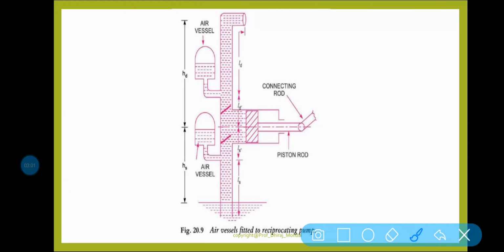What is the main function of the air vessel, and why are we using it? This air vessel is fitted in the suction and delivery pipe, as you can see in this picture. The prime purpose is to obtain a continuous supply of liquid at a uniform rate. So point number 1: to obtain a continuous supply of liquid at a uniform rate, we are using this air vessel.